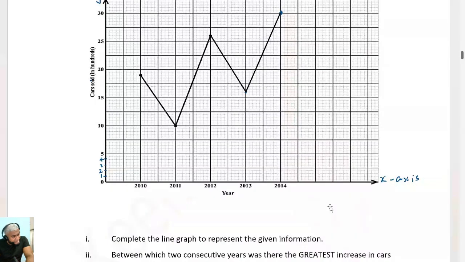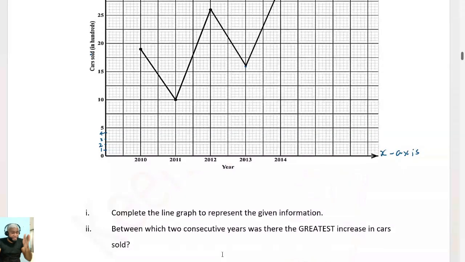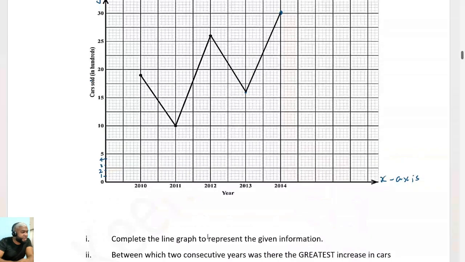They said between which consecutive years, meaning 1 year after the next. So it can't be 2012 to 2014. So there are only 2 pairs of consecutive years where there's an increase here. The question asks between which 2 consecutive years, meaning if it's 2010 to 2011, that's consecutive years, was there the greatest increase in cars sold? Now, judging from the graph itself, how many increases did we have? Who could tell me that?